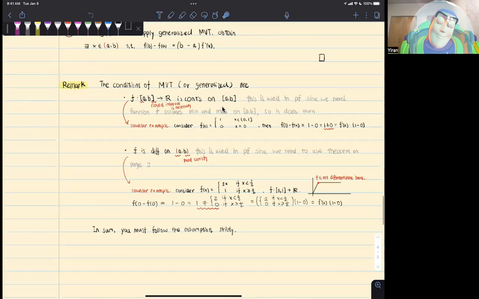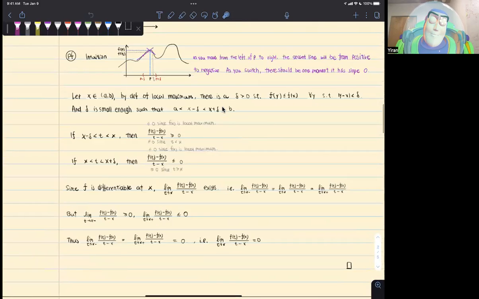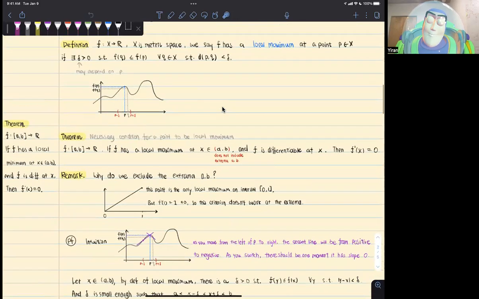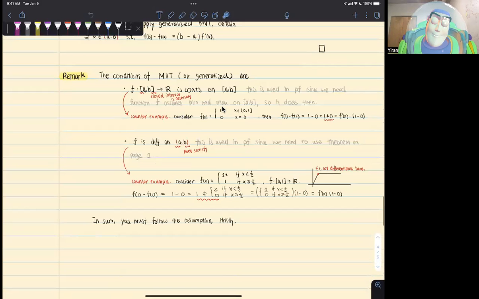The second one is, recall that one of the conditions is that f must be differentiable on the open interval AB. Why is this important? Because we need to use the theorem about the local maximum in the proof of the generalized mean-value theorem. If you look at that theorem, they require f to be differentiable at x, where x belongs to the open interval AB. Therefore, we must satisfy that f is differentiable on the open interval AB.